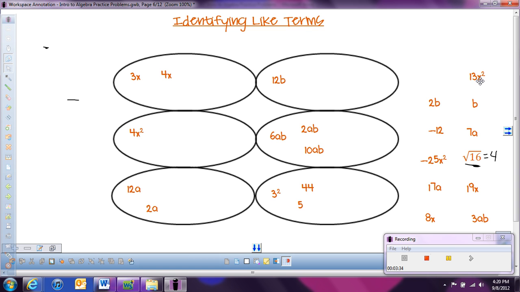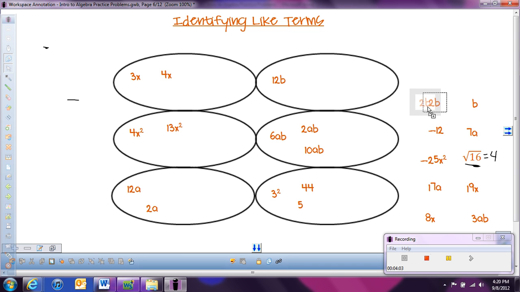Here's 13x squared. So the variable in this case is x squared, so we're going to put it in the oval of the other ones that have x squared as the variable. Again, remember we're looking at the variable and what power it's raised to. To be a like term, it has to have the same variable raised to the same power. Don't worry about what the coefficient is, the number in the front. We're looking at the variable.